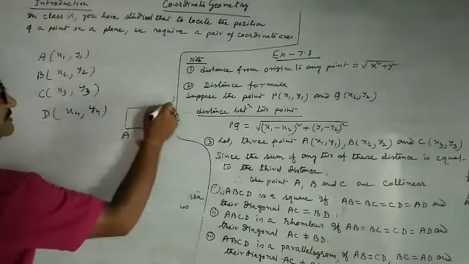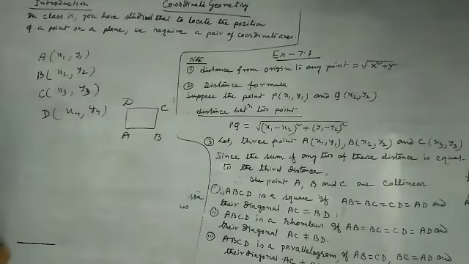Suppose ABCD is a quadrilateral. This quadrilateral is a rhombus, or this quadrilateral is a square, or this quadrilateral is a rectangle, or this quadrilateral is a parallelogram. Name them. How to find?